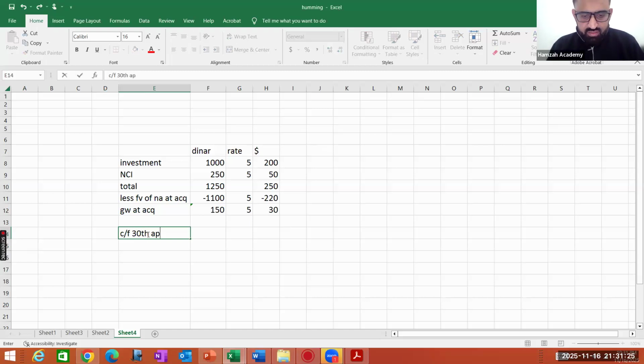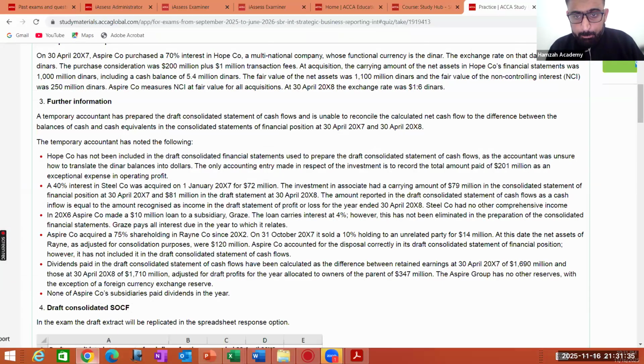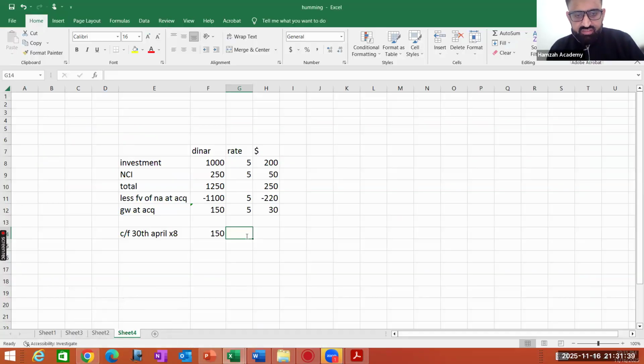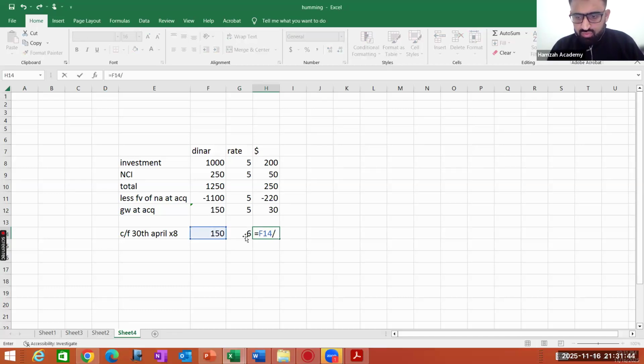But now the carry forward value at 30th April, let's say there is no impairment, so it will be 150, but the closing exchange rate is 6. So the closing goodwill becomes 25, and they have the exchange loss of 5, which should be reported in other comprehensive income.